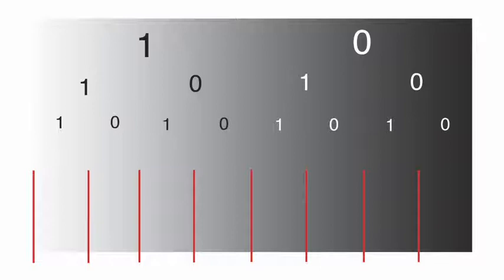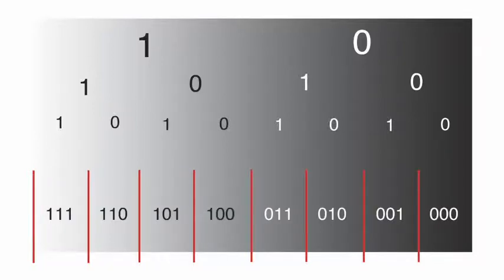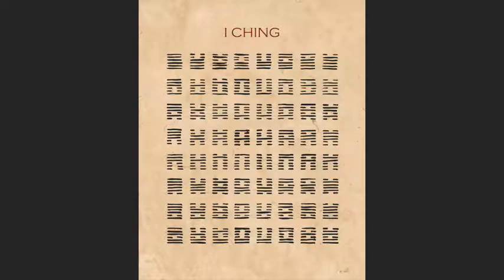And then each of these 8 states would have a separate address. 111 would mean the lightest state, while 000 the darkest, and so on. A striking early use of this way of thinking was in the I Ching, the oldest of the Chinese classic texts, thought to be around 3,000 years old.